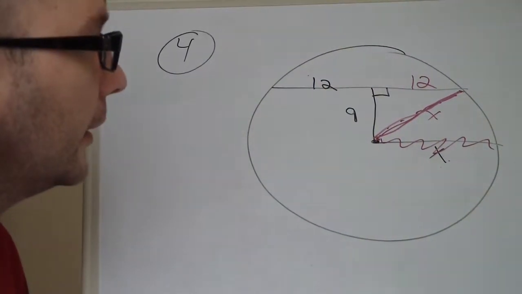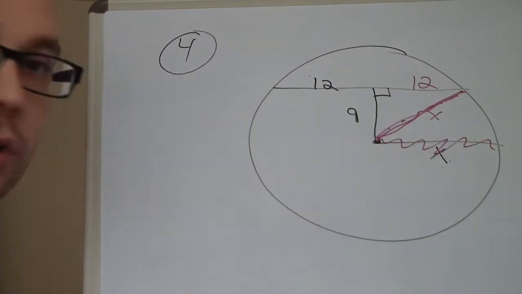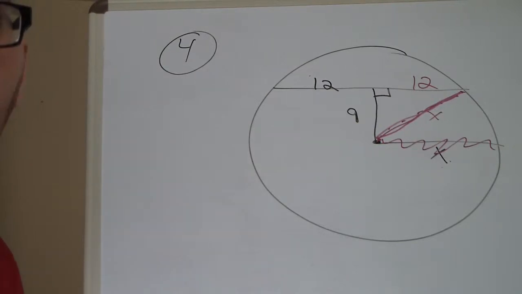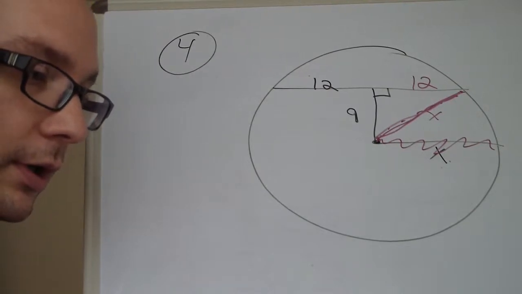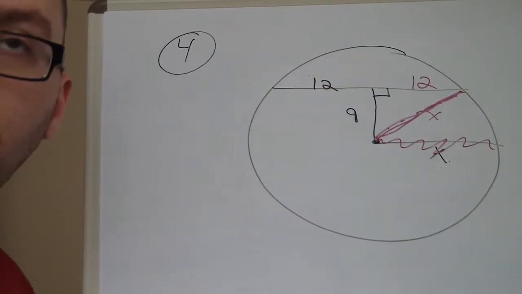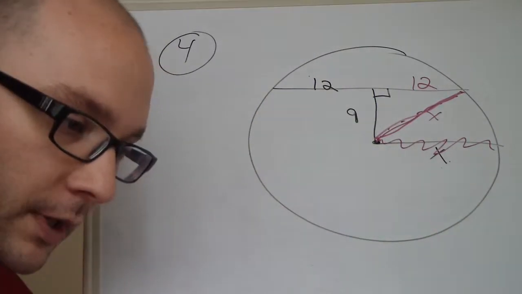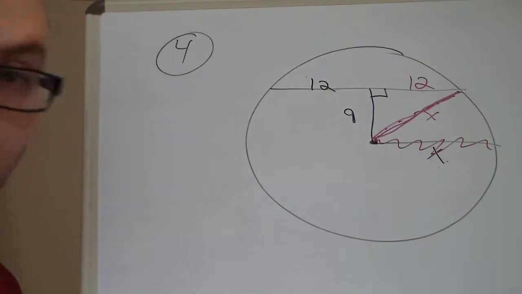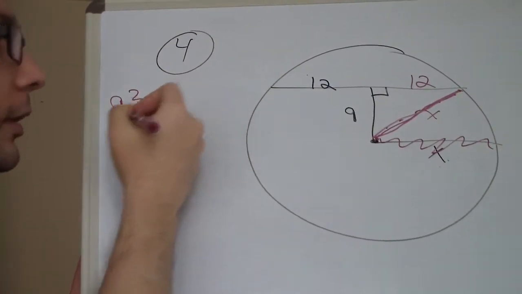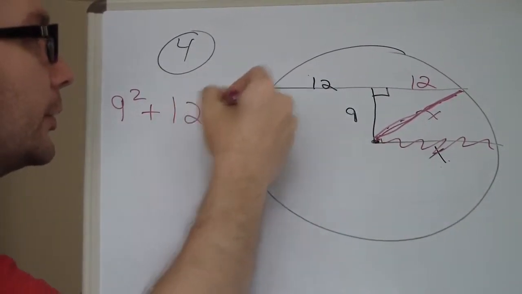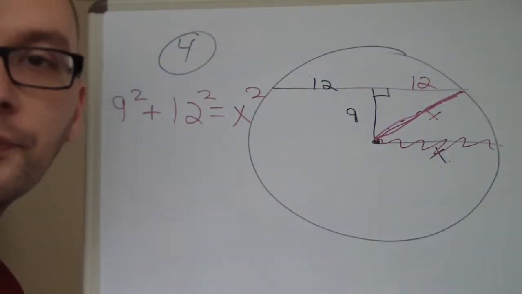So what we're going to do is notice that we've created a right triangle. We have 2 of the sides of the right triangle, and that means we're going to use what's called our Pythagorean theorem, which says if I take the sum of the squares of the legs of a right triangle, it will equal the square of the hypotenuse. So here we go. We're going to take this leg here, which is 9, square it, take the other leg, which is 12, square it, and we're going to get x squared.